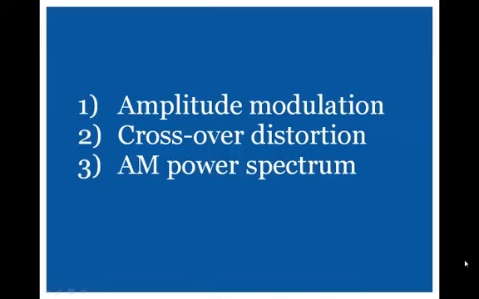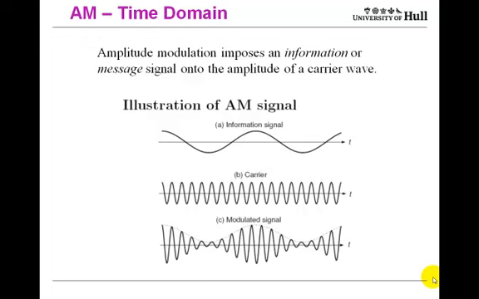Amplitude modulation is the easiest way of imposing an information or a message signal onto a much higher frequency carrier wave. The three graphs below are an example of this. The first signal is a low frequency signal, which could be an audio signal, some music or a telephone conversation, which will extend from DC up to a maximum frequency of a few tens of kilohertz, for example.